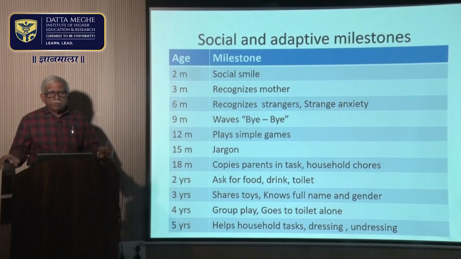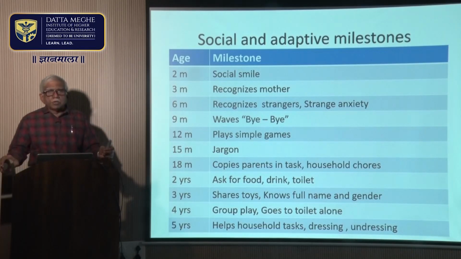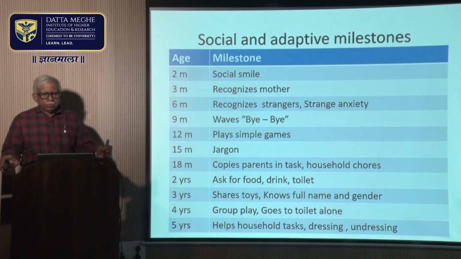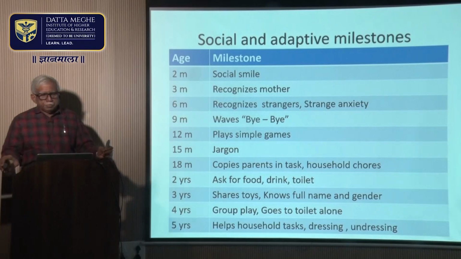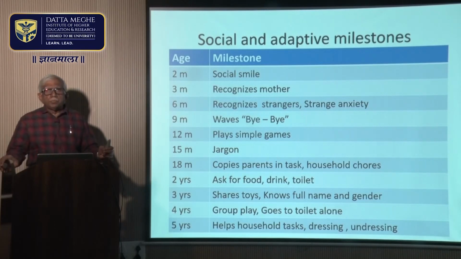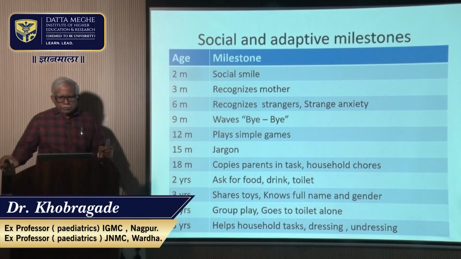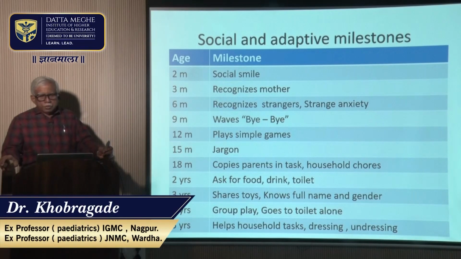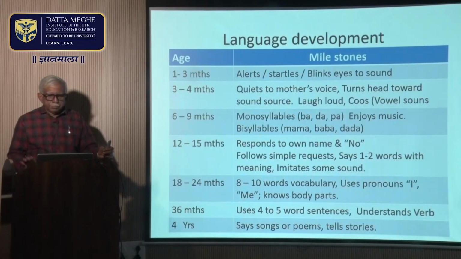Then by 9 months he waves bye-bye, then plays simple games by 12 months of age, jargon speech by 15 months, he copies parents' tasks and household chores by 18 months or 1.5 years. He asks for food, drink and toilet. At 3 years he shares toys, knows full name and gender. By 4 years there is group play, that means they enjoy group play and go to the toilet alone. By 5 years he helps with household tasks, dressing, undressing. All these milestones are attained by 5 years of age.